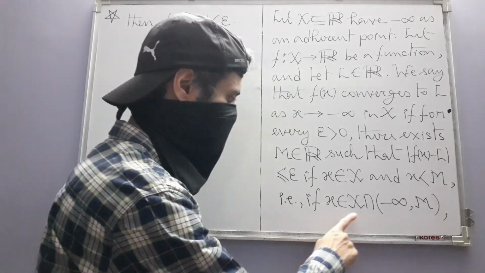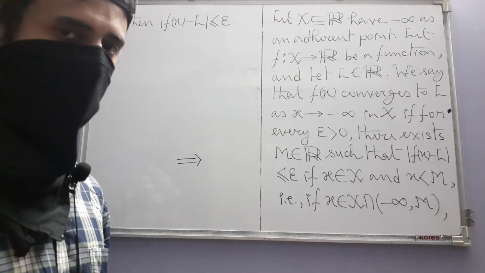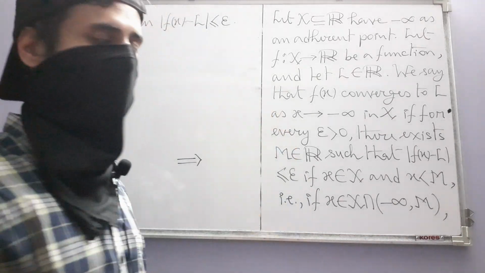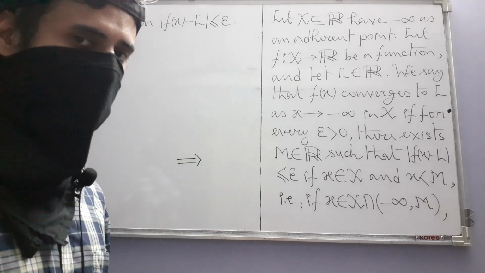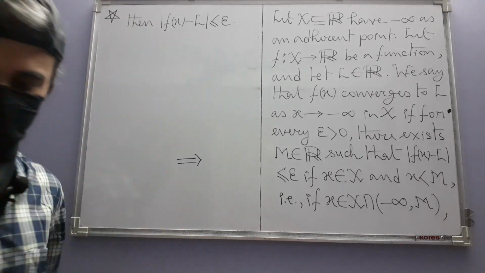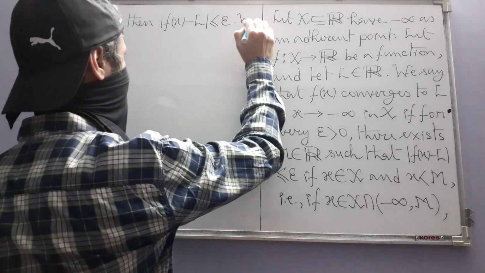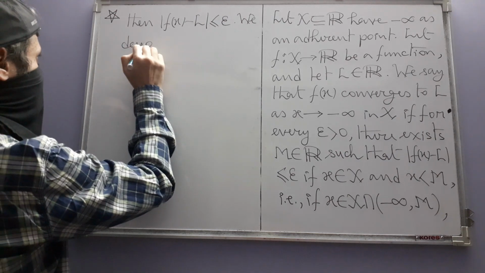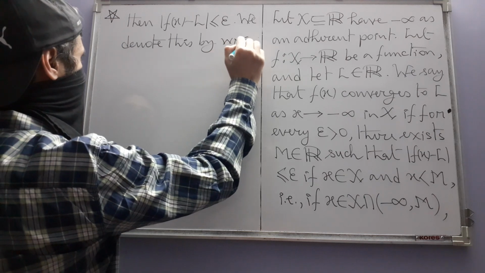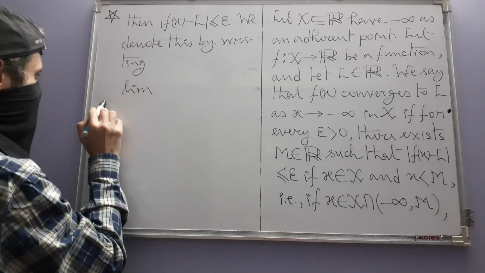That is why, to avoid that situation, we consider minus infinity to be an adherent point when defining limit at minus infinity. This was also the case for the original definition of limit. That's why we need x naught to be an adherent point of X. We have already discussed this before. So in this case also the same thing happens. We denote this by writing, again a similar notation is there.